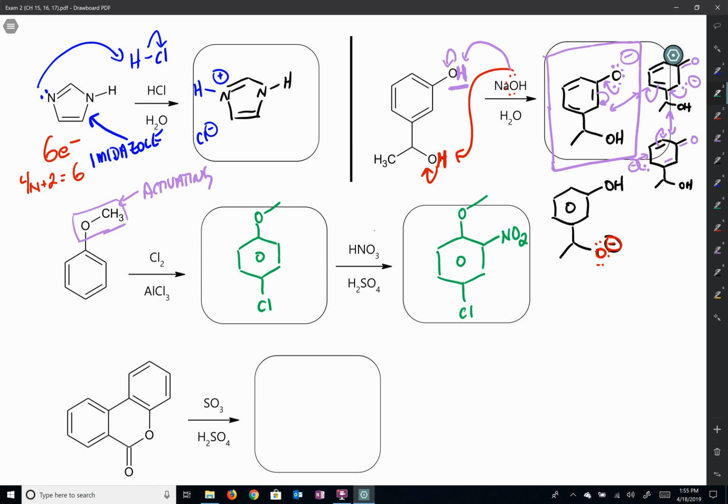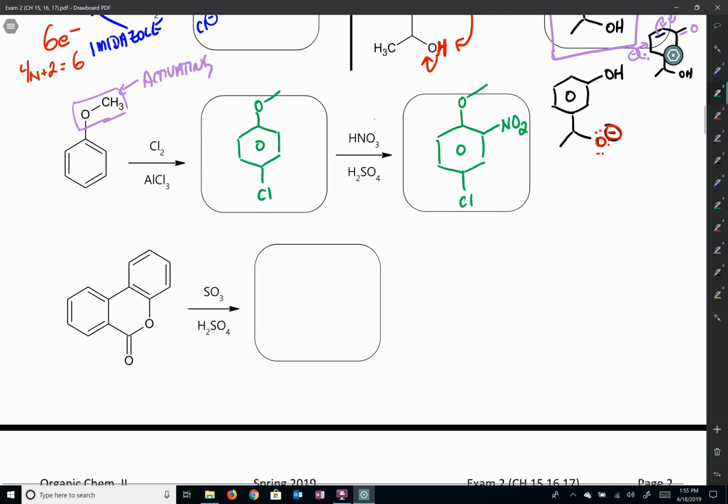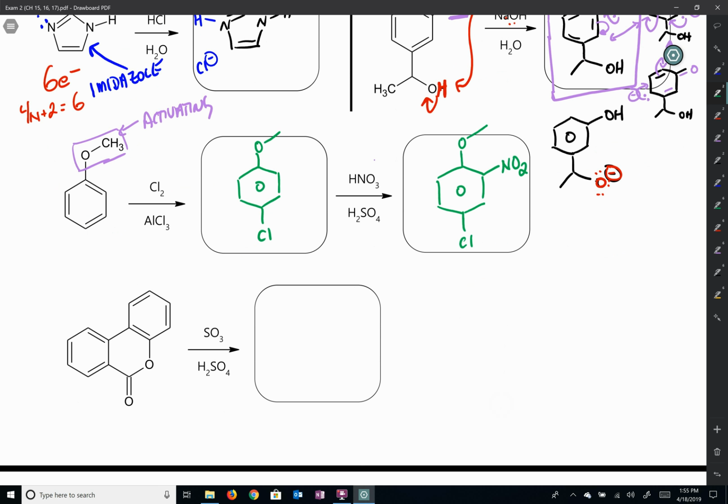And remember, we talked about why that is. You take a look at the intermediates and which step of the mechanism is involving the activating or deactivating group and what that causes. So there's one of our answers. We got a nitro and a chlorine. This likely won't react anymore. We've got two deactivating groups there now, with the nitro and the chloro, so we don't have to worry about further reactions.